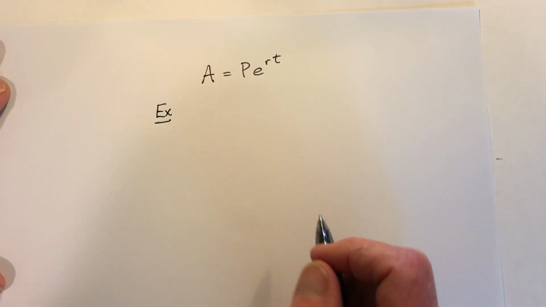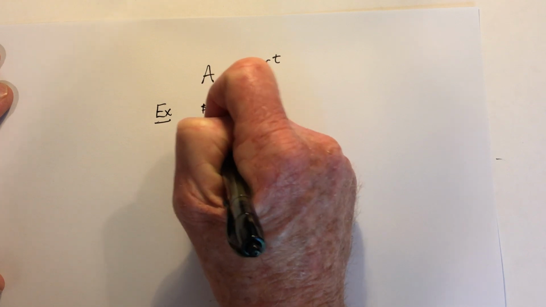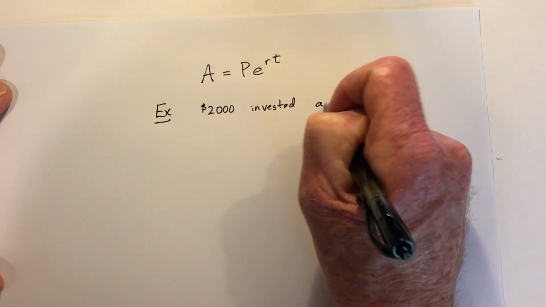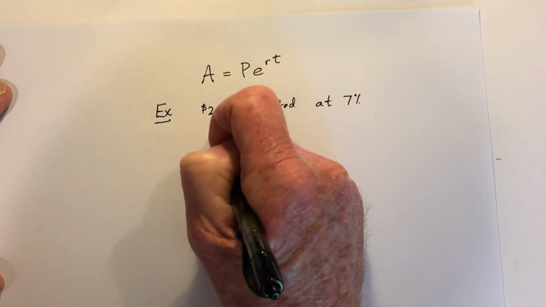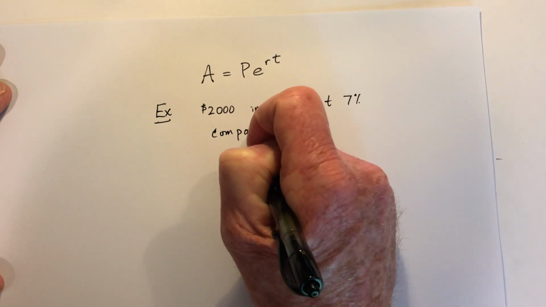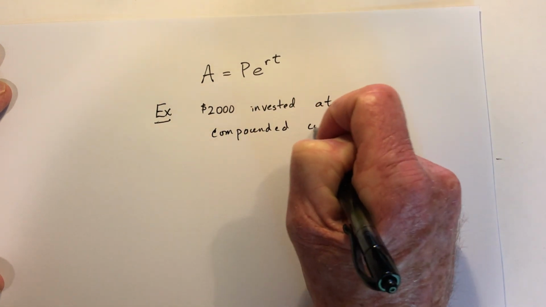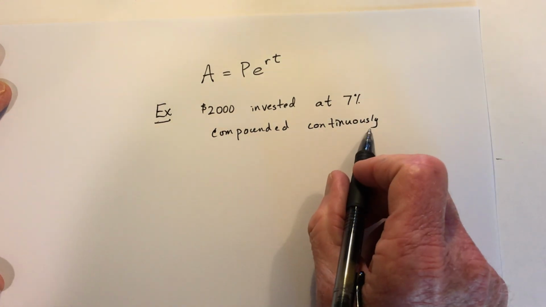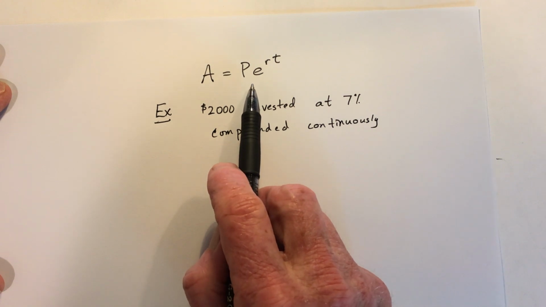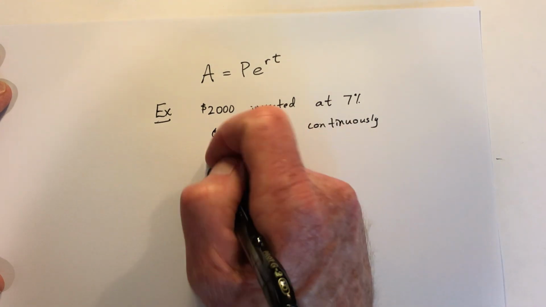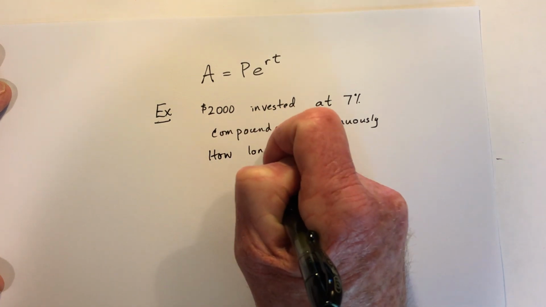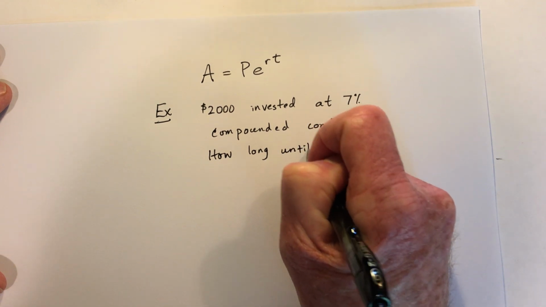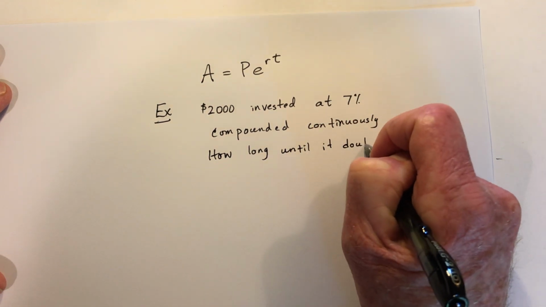So for the next example, now I don't even remember which I'm on, so I'm just going to call it example. Suppose you have $2,000 invested at 7% compounded continuously. And it's the words compounded continuously that are telling you to use this formula. And then how long does it take until the money doubles? How long until it doubles in value?